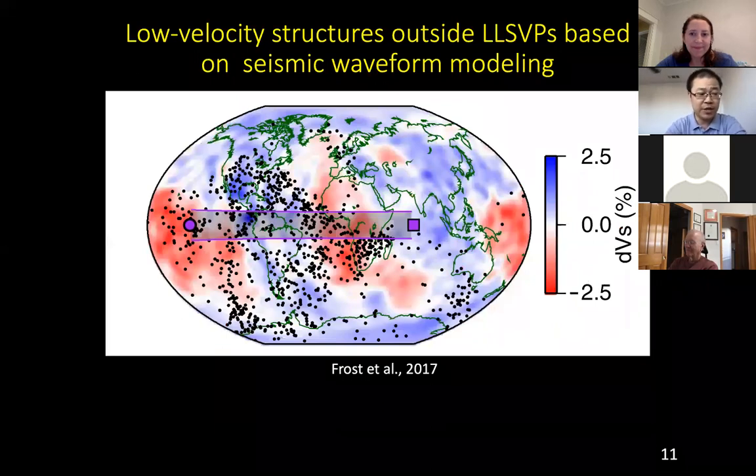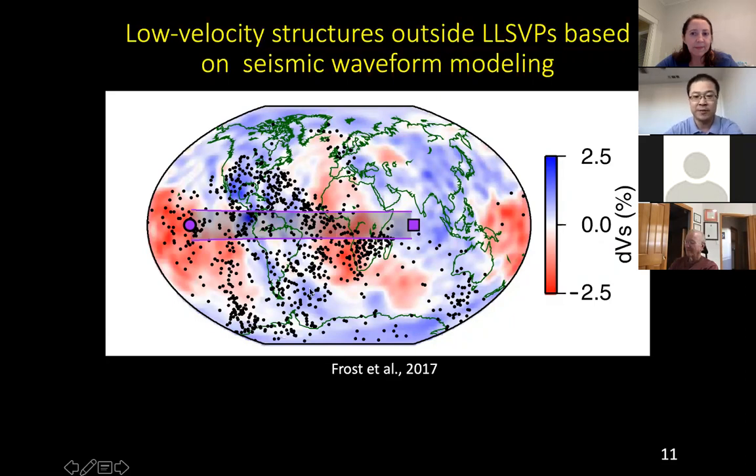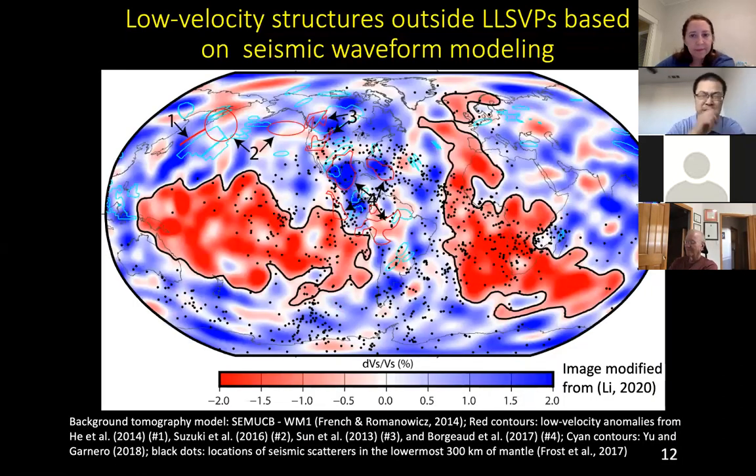They imaged the seismic scatterers in the lowermost 300 kilometers of the Earth's mantle, and they found that there are actually lots of seismic scatterers in these relatively cold regions outside the two LSVPs. So, combining the results that I just talked about, this figure combines all these results. The background shows the seismic tomography model by French and Romanowicz 2014 and 2015, and the bright color outlines the two LSVPs. Here the red contour shows the low velocity structures observed based on seismic forward modeling. The dots show the seismic scatterers, and the cyan color shows the locations of ULVZs outside the LSVPs.